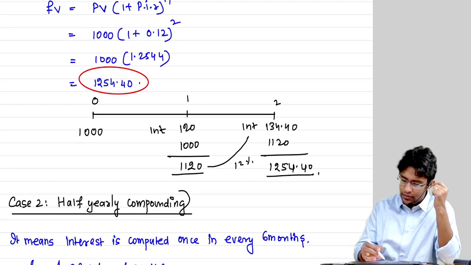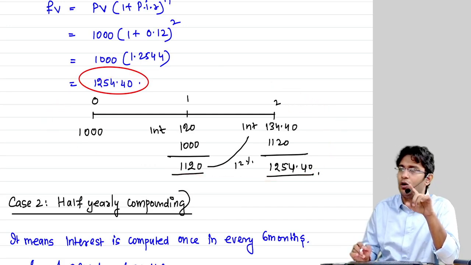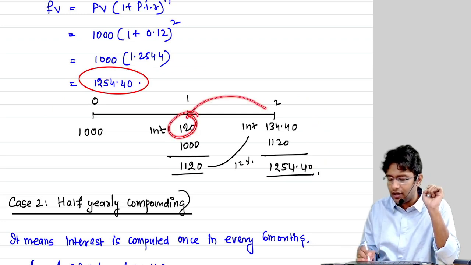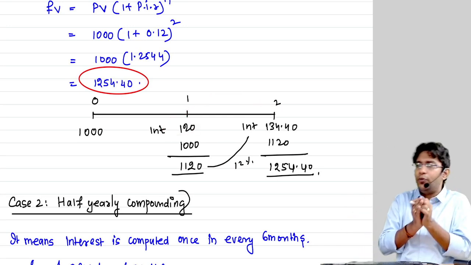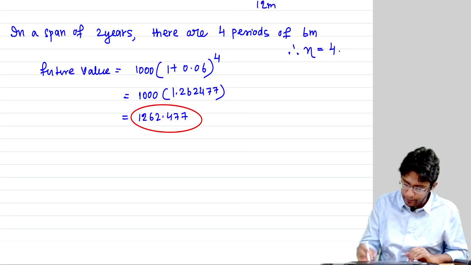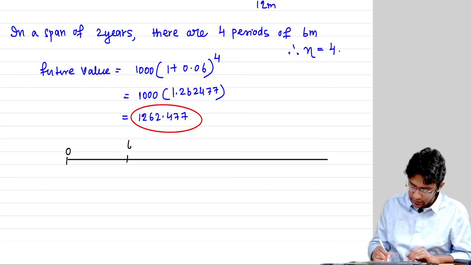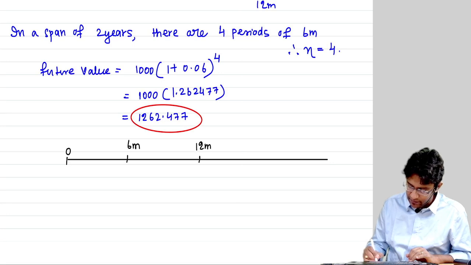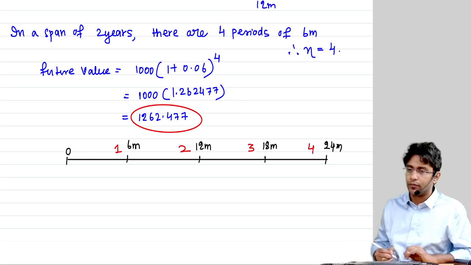Now if you observe here, did you compute interest on interest? Yes, we did. But only one interest got compounded. First year's interest, in the second year, on the first year's interest amount, you earned interest. So interest on interest is computed only once. Whereas when you take half yearly compounding, it will be like this. 0, 6 months, 12 months, 18 months, 24 months. So on our timeline, this is becoming 1, 2, 3 and 4.